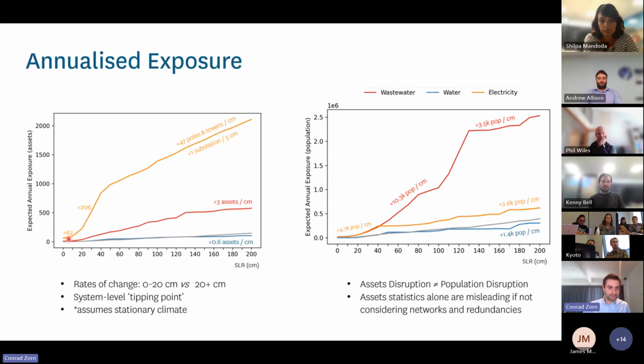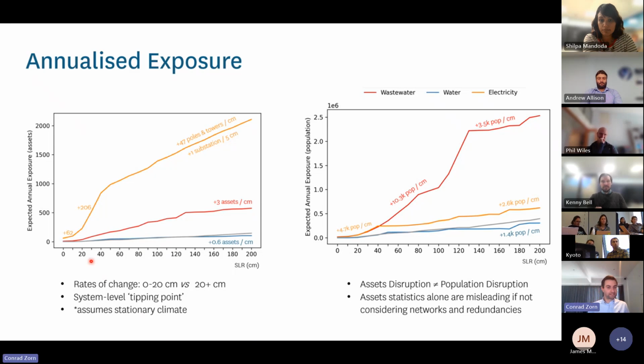I just realised earlier that the axis is incorrect for the electricity. Orange line here, it should be a different axis, about 6 times as high, but the shape of the curve is still the same. These numbers are right. You're starting off with about an extra 62 poles or towers per year getting exposed across our electricity networks, increasing after about 20 centimetres of sea level rise, a sudden huge increase, and then plateauing again. And we see this across all our networks, a lot of them between that 20, 30, 40 centimetre range of sea level rise.